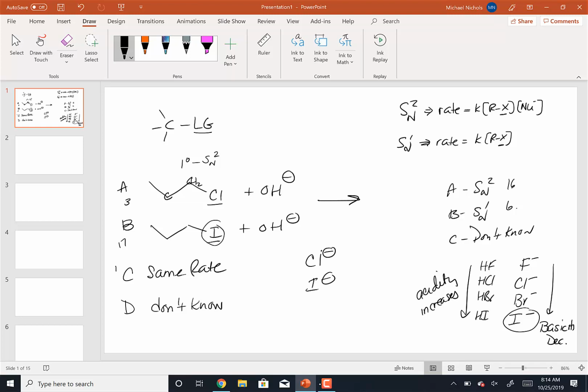Okay, so for leaving group ability, I minus is going to be the best leaving group. And if you remember from a couple of days or last week or sometime, I minus of the halogens is also the best nucleophile, and that leads to kind of an equilibrium if you use iodine, which is why we don't normally.